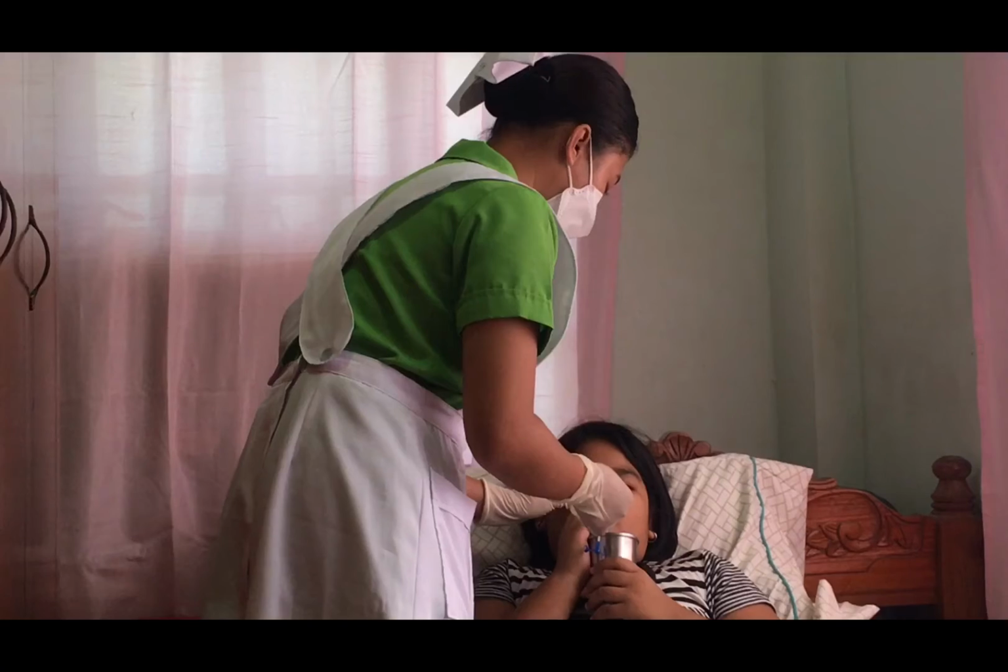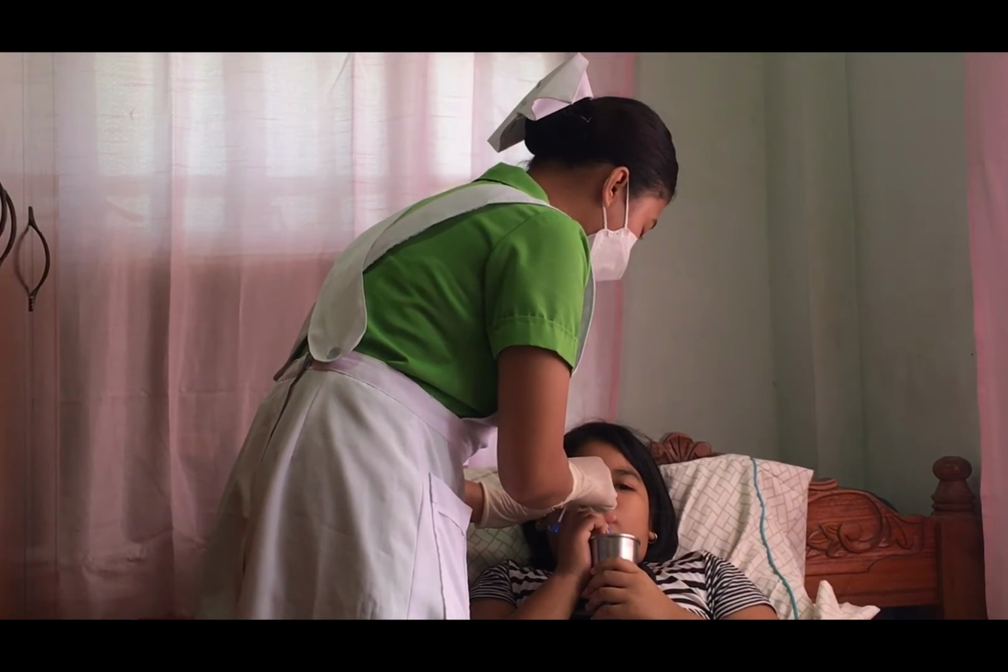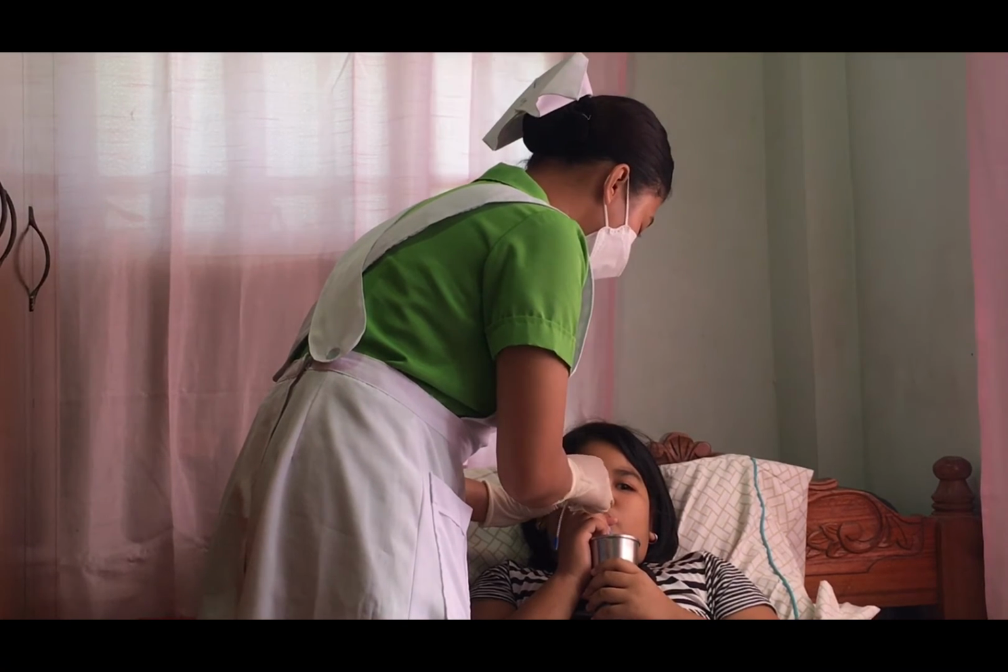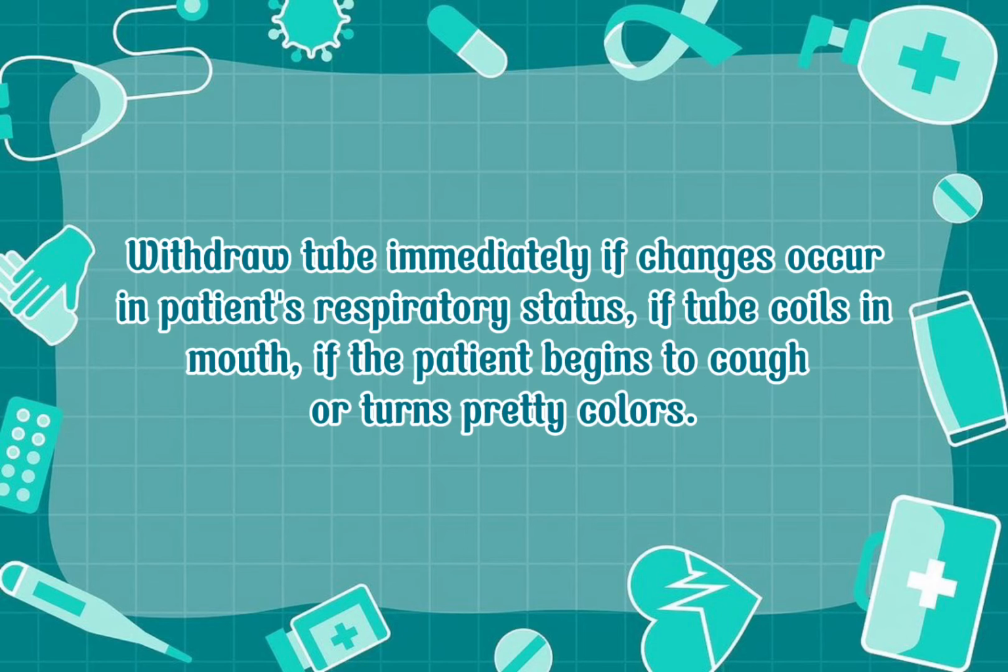Instruct the patient to swallow small sips of water, and by doing this, it may enhance the passage of the tube. When the patient is sipping small sips of water, you can advance the tube. Ma'am, please swallow small sips of water so that it can enhance the passage of the tube. If resistance is met, rotate the tube slowly with downward advancement toward the closest ear. Do not force inserting it.